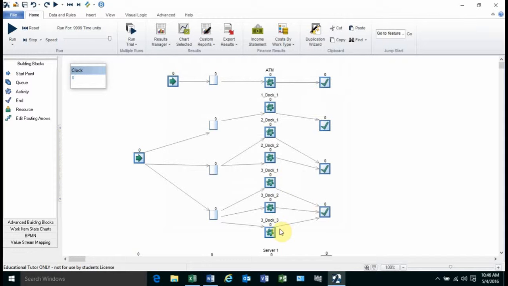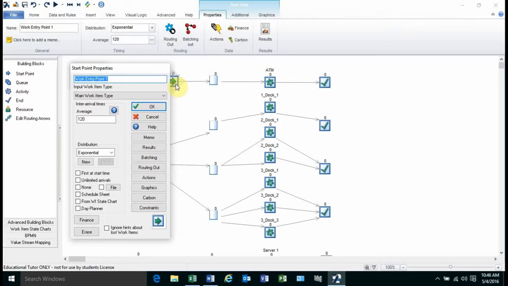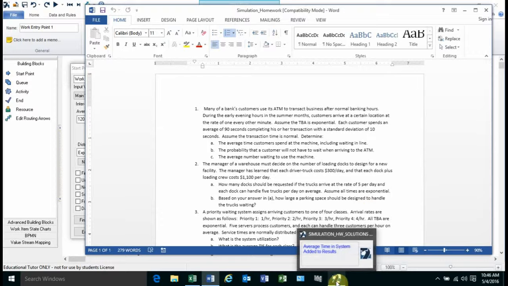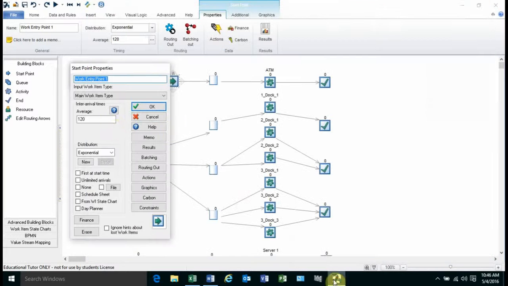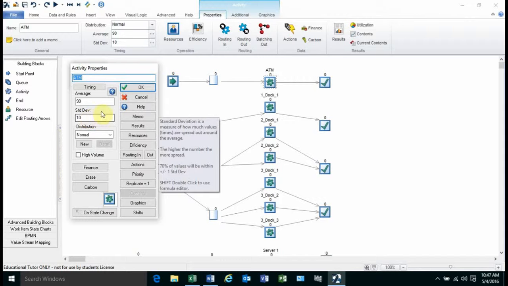The first problem is this ATM. People show up every other minute, and then it takes a minute and a half on average to process, with a 10-second standard deviation on the processing time. I modeled the first one in seconds. So the time between arrivals is 120 seconds. It's exponential. The service time is 90 seconds with a standard deviation of 10, and I made it normal.